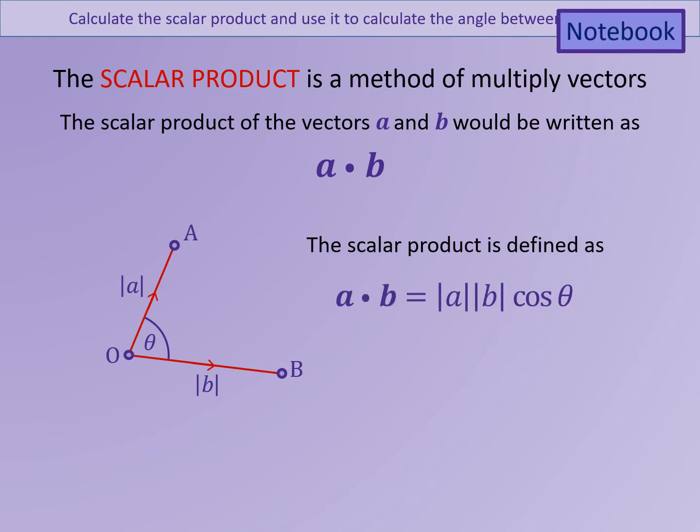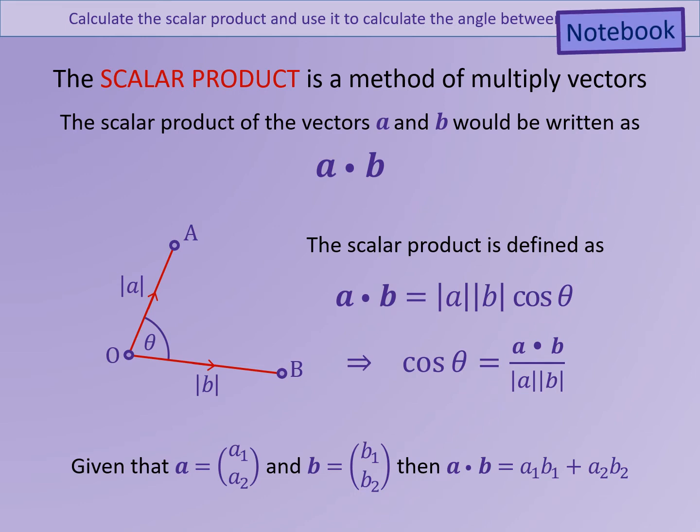The definition of the scalar product for two vectors A and B is that A dot B is the magnitude of A times the magnitude of B multiplied by cos theta, where theta is the angle between A and B. This can be rearranged to give us cos theta equals A dot B over the magnitude of A times the magnitude of B. You'll recognise this from the previous example where we were finding the angle between A and B.